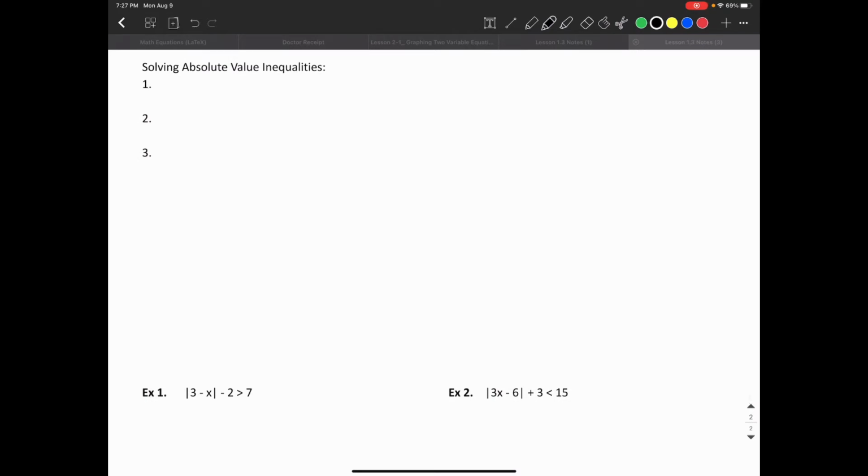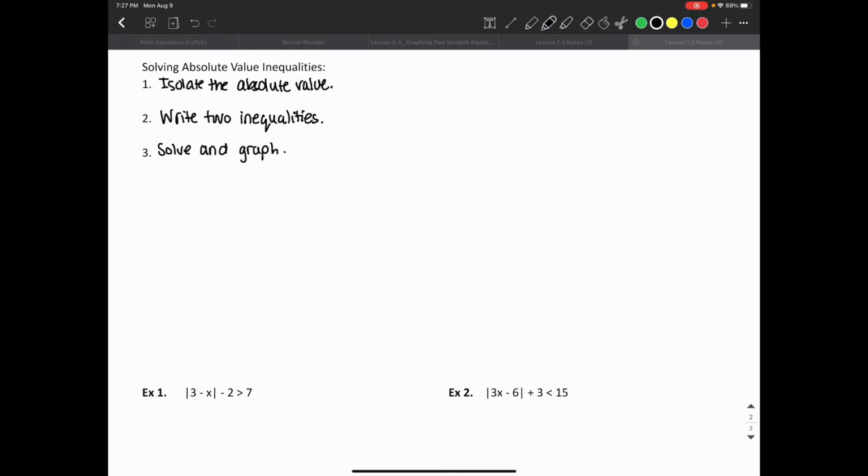The steps for solving absolute value inequalities are very similar to the steps for solving absolute value equations. The first step is to isolate the absolute value. The second step is to write not two equations, but to write two inequalities. And the third step is to solve and graph.